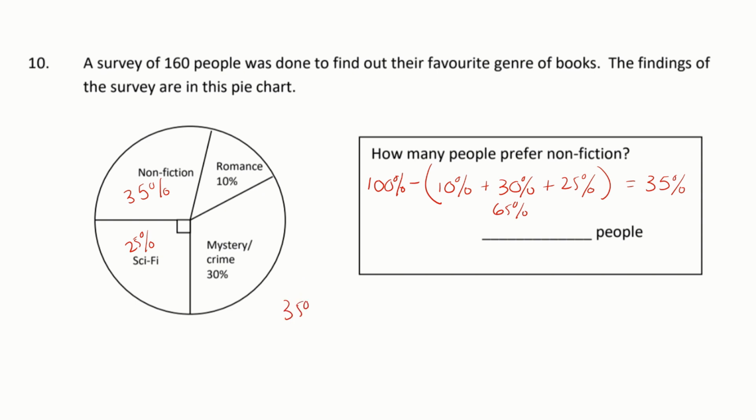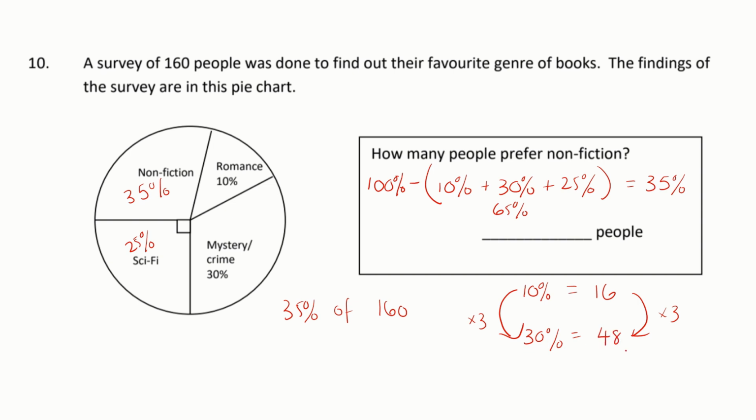So 35% of 160. So let's look at 10% first. 10% of 160 is 16. How do we get 30%? What do we do to 10% to get to 30%? We times that by 3. 16 times 3, I hope you know this. 16 times 3 is 48.